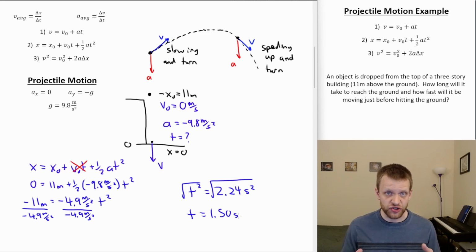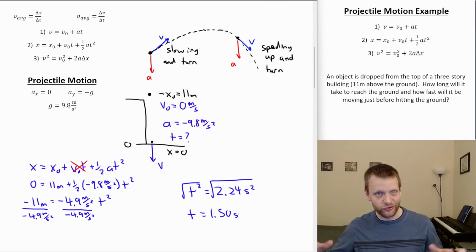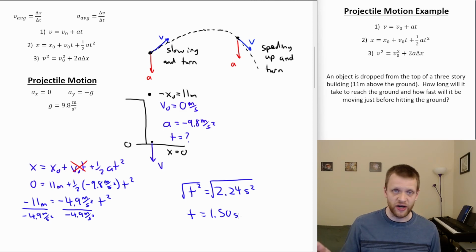And again, this is something that makes a testable prediction. You could drop an object, make sure no one's below you if you're dropping objects off of buildings. You can drop an object and time how long that takes to happen.